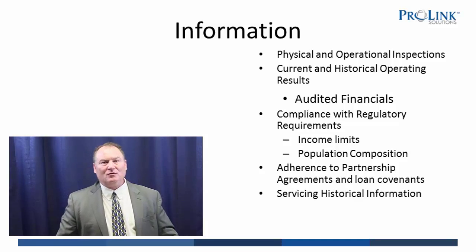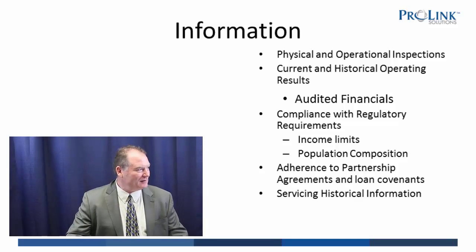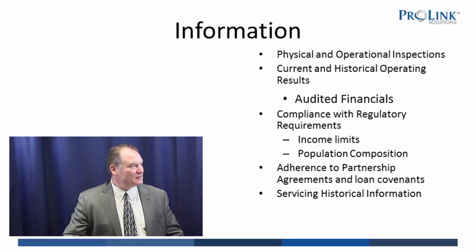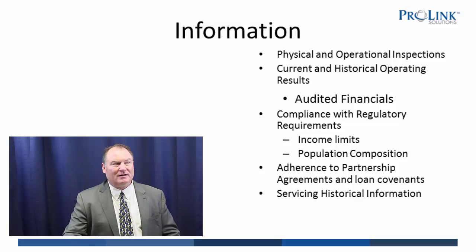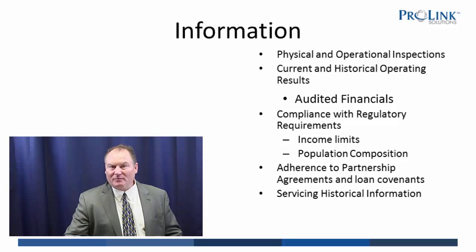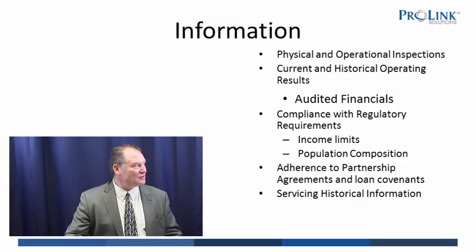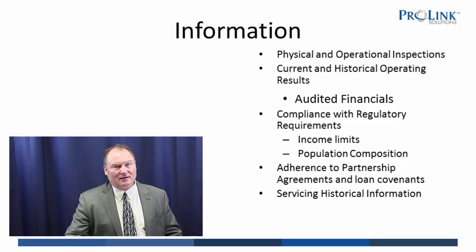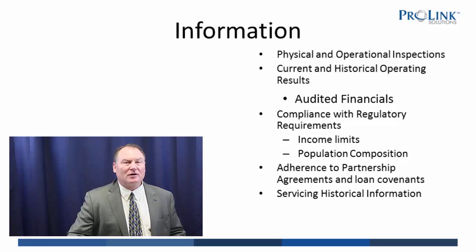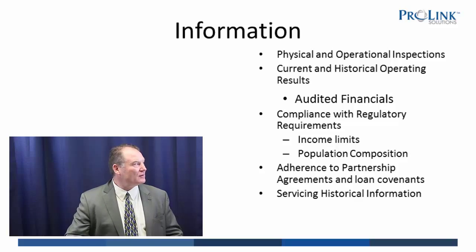So information: what information do we need to collect on a property? The basics would be physical and operational inspections. For the physical inspection, it would be the property itself, its appearance, its deferred maintenance, if there are issues with deferred maintenance and so forth. And then on the operational level, we're talking about meeting with the management team, understanding the marketing processes that the properties are using and so forth.